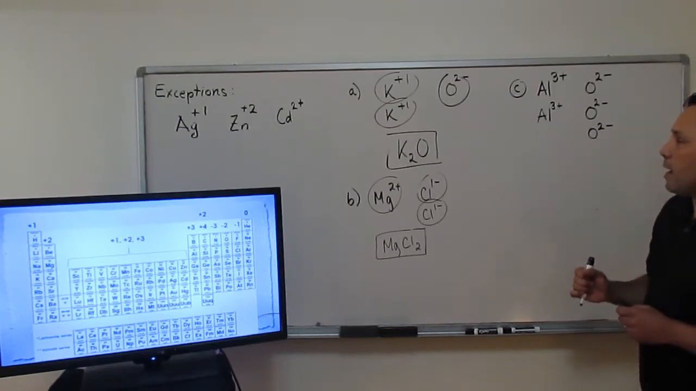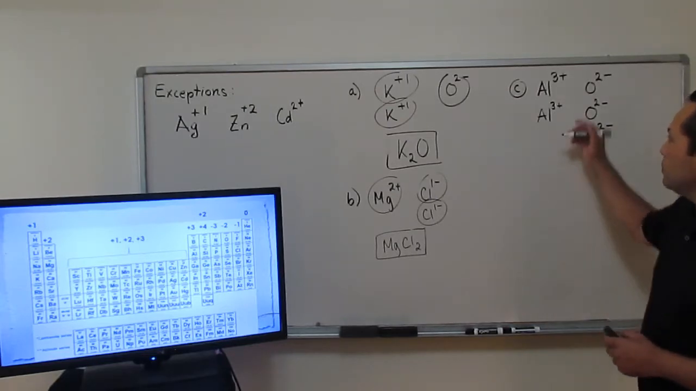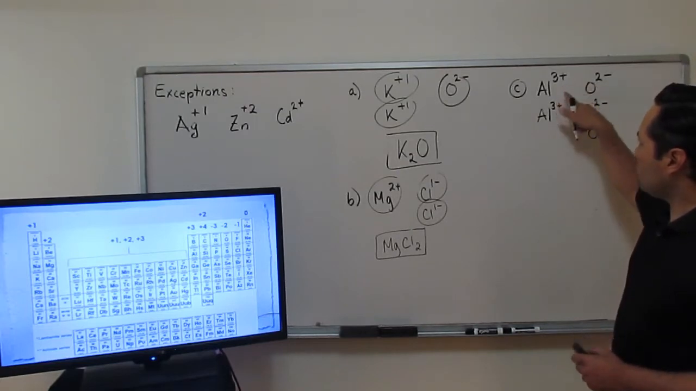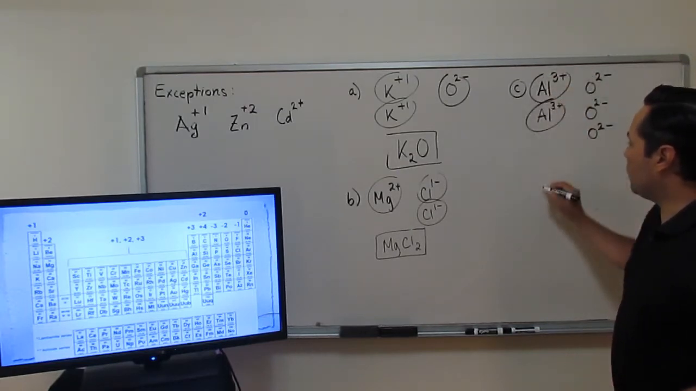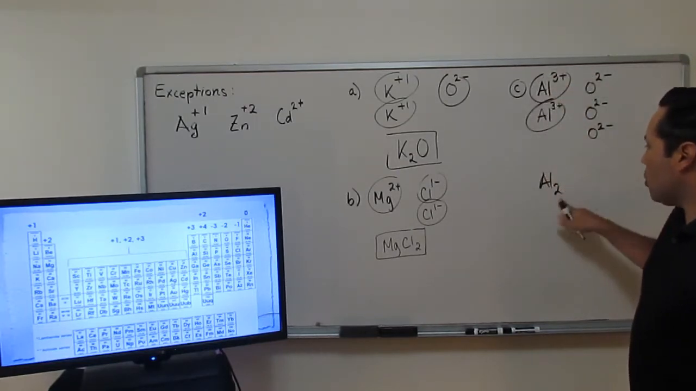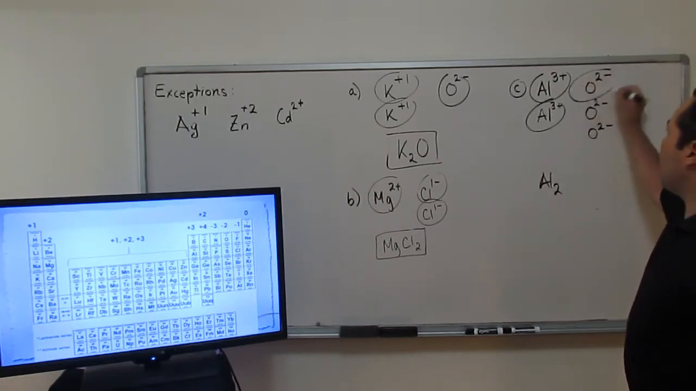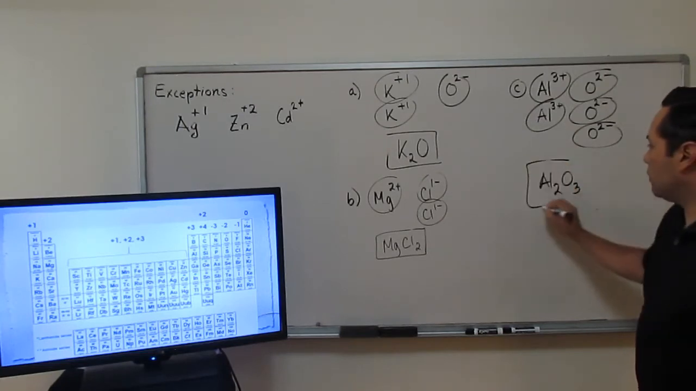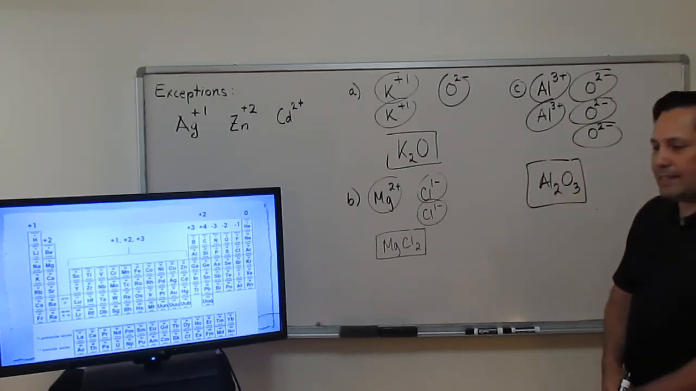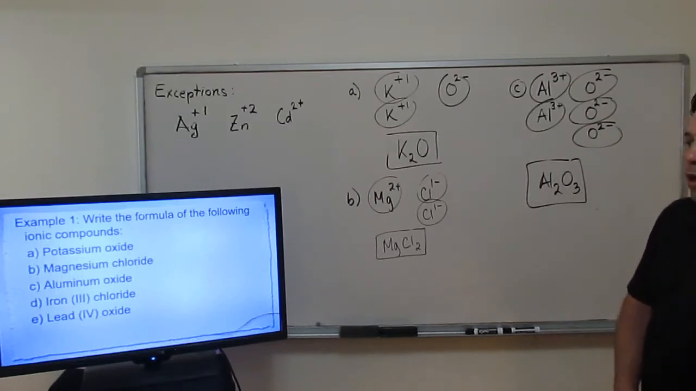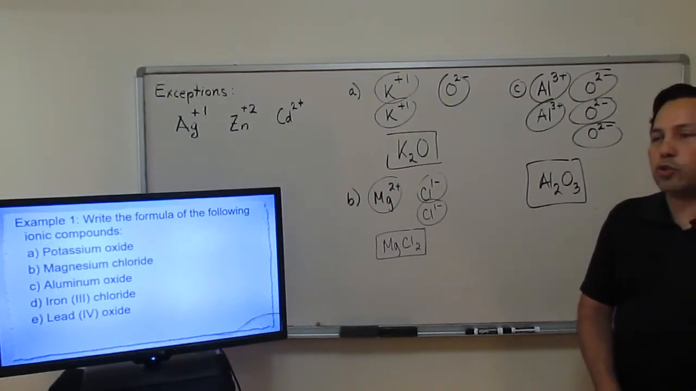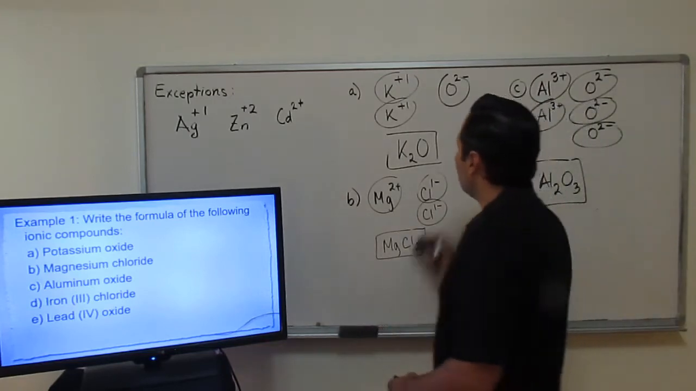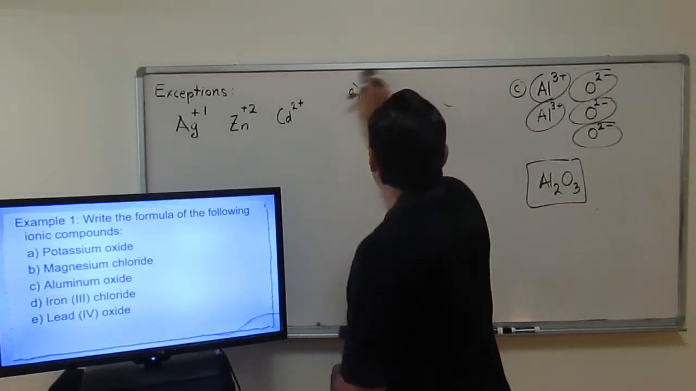I'm going to go ahead and count. How many of each do I have? I have 2 aluminum, so I'm going to put Al with a small 2 on the bottom right corner. And I have 1, 2, 3 oxygens. So that's our answer, 3 oxygens. That's how you would solve C, which is aluminum oxide. Now let's get into D and E. Notice that they have a Roman numeral. So I'm going to go ahead and solve those for you.